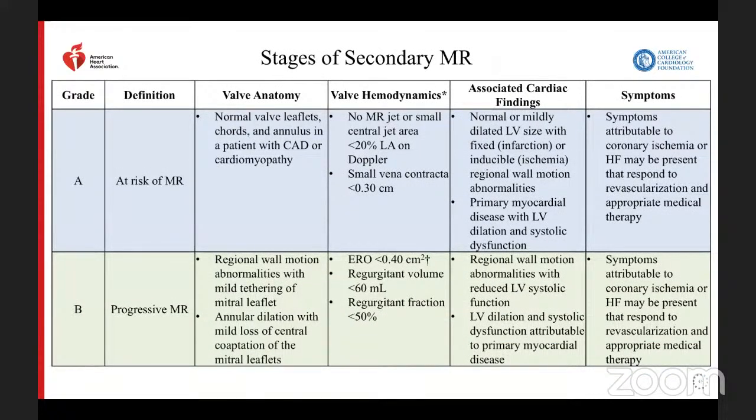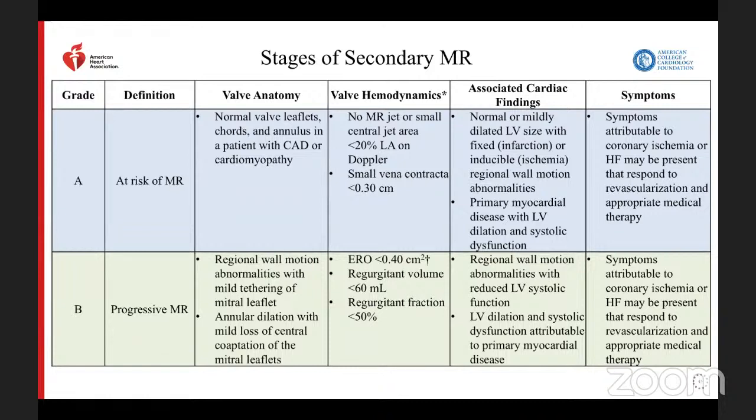Moving to secondary MR, we have 4 stages as well. Stage A, when the patient is at risk of MR, with normal valve leaflets, cords, and annulus in patients with coronary artery disease or cardiomyopathy. For valve hemodynamics, no MR jet or small central jet, less than 20% of LA volume in Doppler, and small vena contracta less than 0.3 centimeter, with normal or mildly dilated LV size with fixed infarction or inducible ischemia, regional wall motion abnormalities, primary myocardial disease with LV dilatation and systolic dysfunction. The symptoms are usually attributable to coronary ischemia or heart failure that may present and will respond to revascularization and appropriate medical therapy.